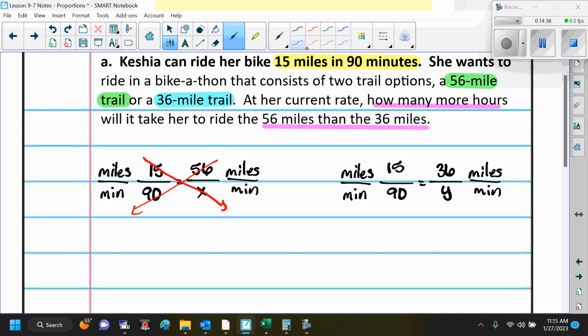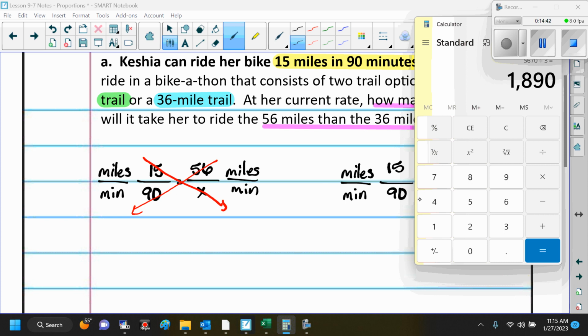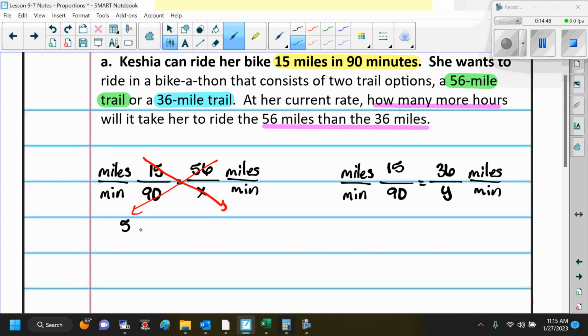So here we're going to multiply 56 times 90. That gives us 5,040. So 5,040. On the other side, we have 15 times x. Now, how do I get that x by itself? Divide by 15. So we'll divide by 15 on both sides.